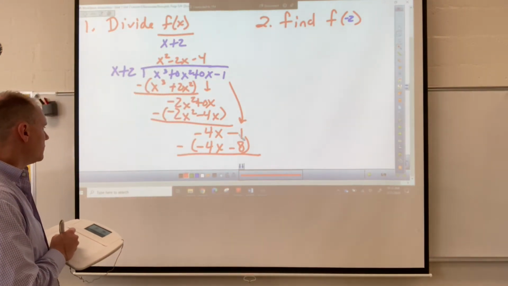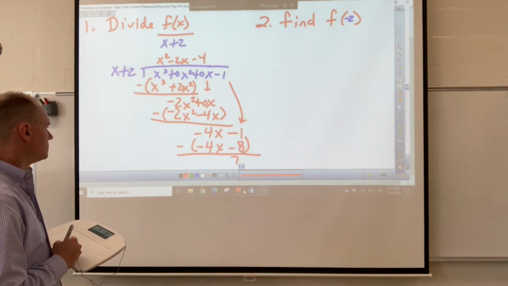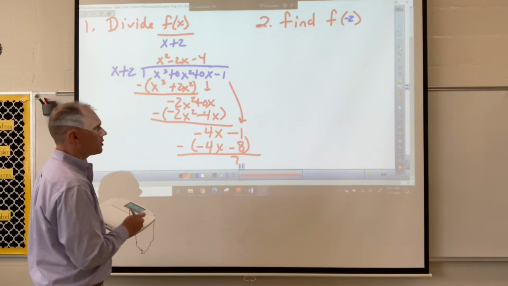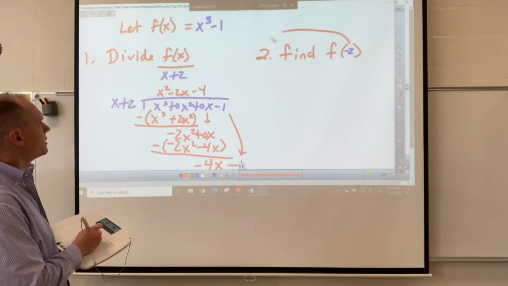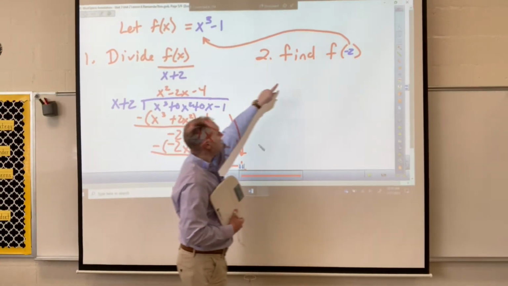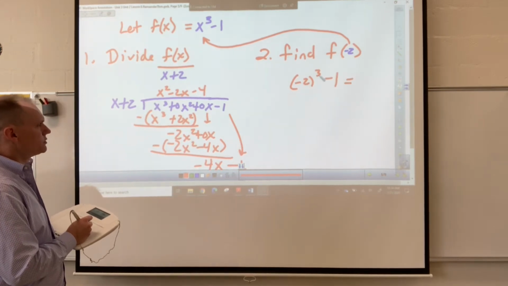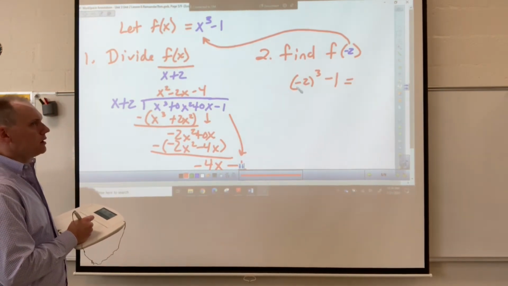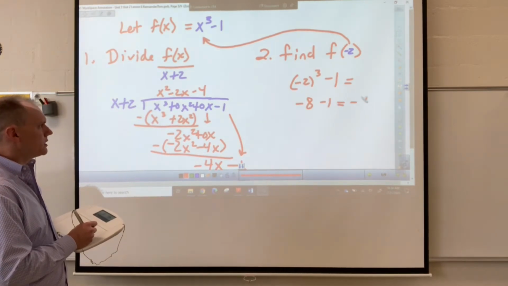Right now, though, we have negative 1 minus a negative 8 is plus 8. Negative 1 plus 8 is 7. Okay? So let's pause on that. We'll come back to that in a second. Let's go ahead and put in negative 2 up here. So f of negative 2. So notice, we divided by x plus 2, but we're substituting in negative 2 into the function. Let's see what we get. So negative 2 cubed minus 1. Negative 2 times negative 2 times negative 2 is going to be negative 8, minus 1 is negative 9.